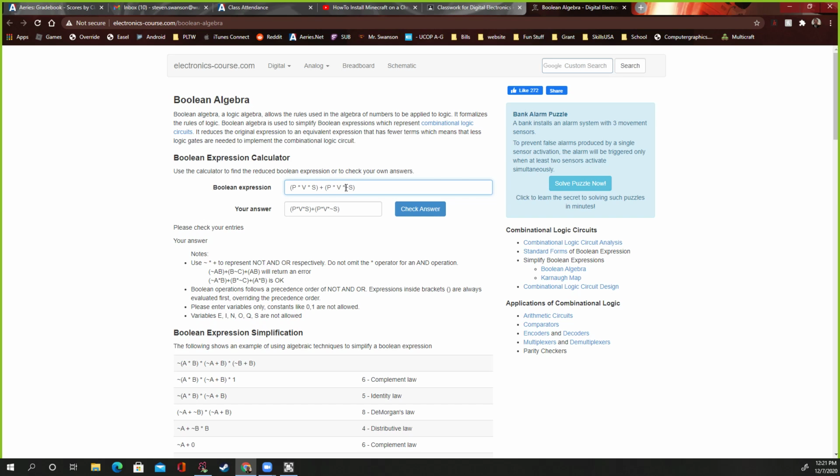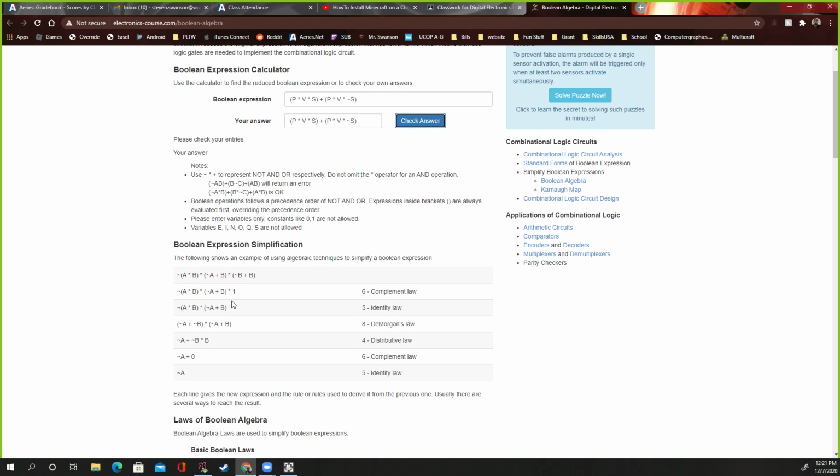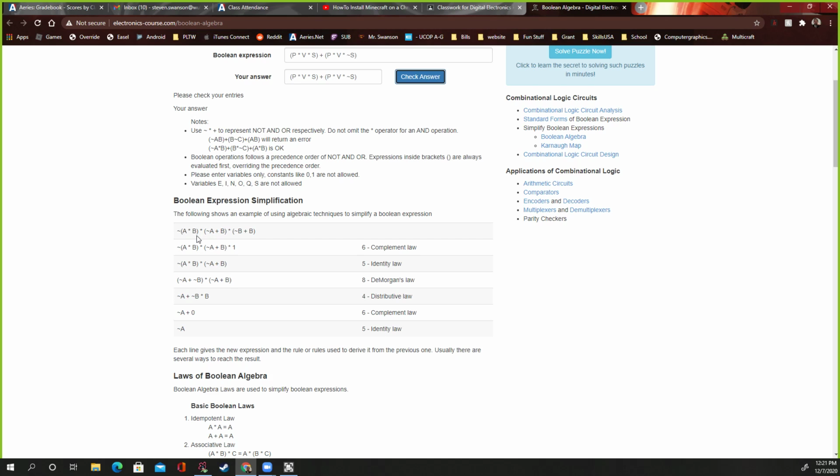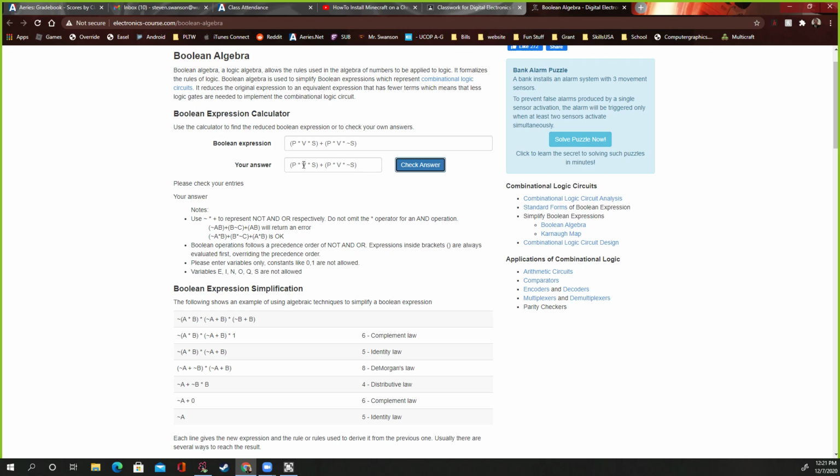Let's see what happens if this works. Okay, check my entities again. What am I doing wrong? Squiggly line. Okay, use this as represent. Do not omit the operator or the AND operator. This will be returned as an error. This is okay. See how it says this is okay, but this will return as an error.